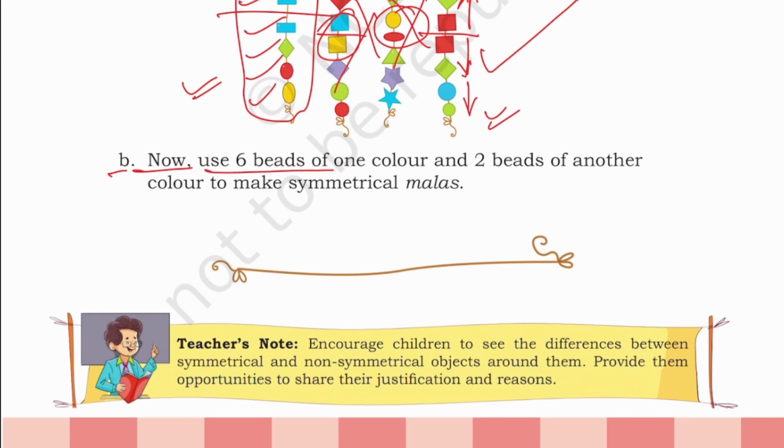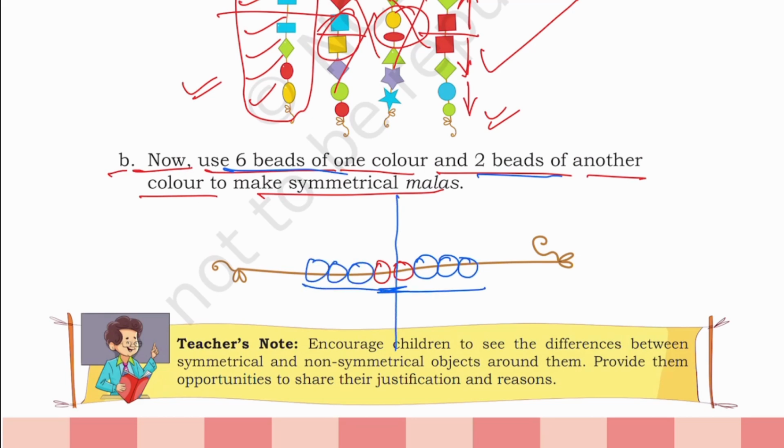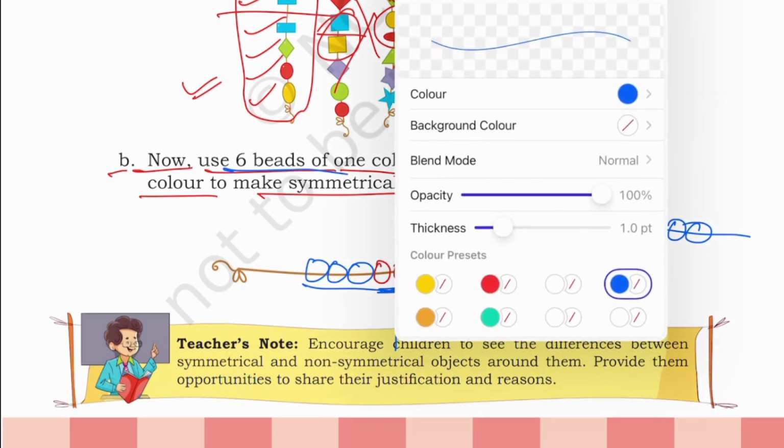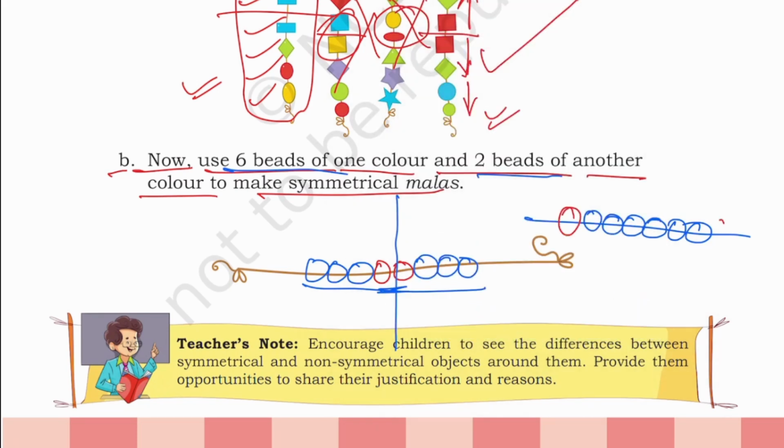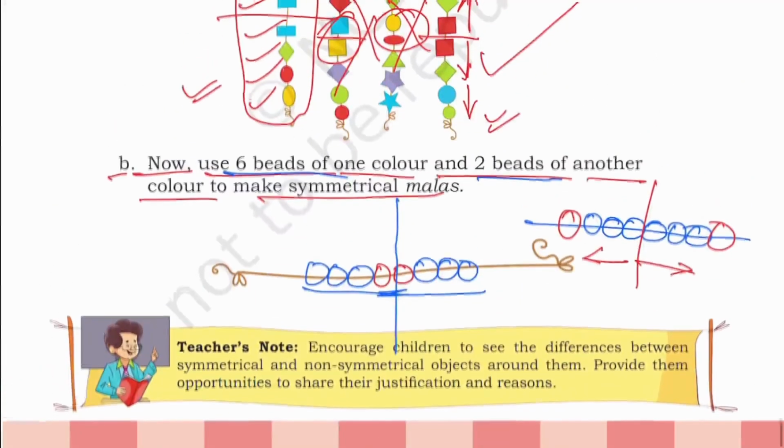B. Now use 6 beads of one color and 2 beads of another color to make a symmetrical mala. You can use a red bead or any other color, but you have to use 2 beads of one color and 6 beads of another color. You may put like this, or like this, to make it symmetrical. Left side things overlap or are similar to right side things.